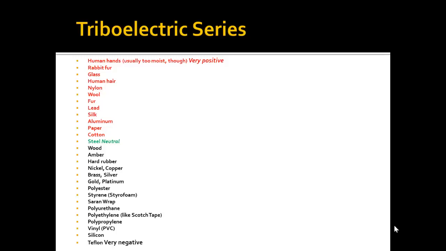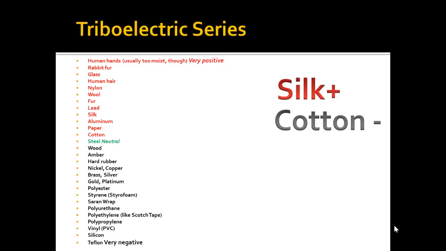The materials at the top in red text have been determined to give up electrons to the materials lower in the list. Yes, that means that when you rub glass and fur together, you get a static charge even though they are both in the upper half of the list. Another example would be silk and cotton. They're both in the upper half of the list.